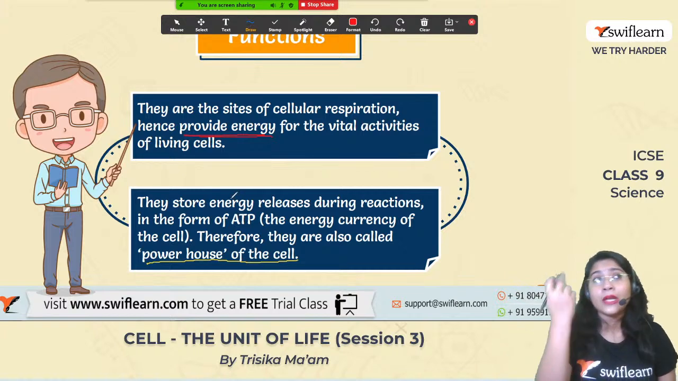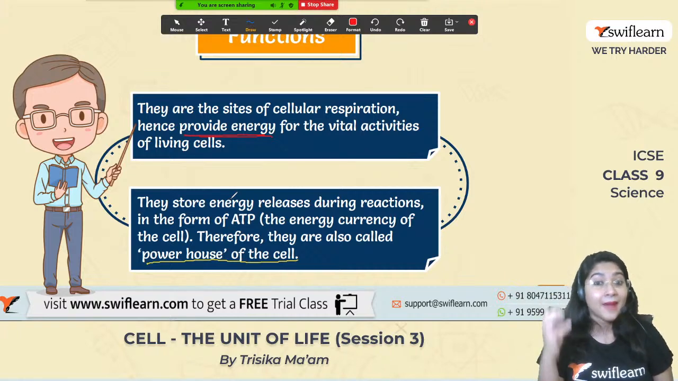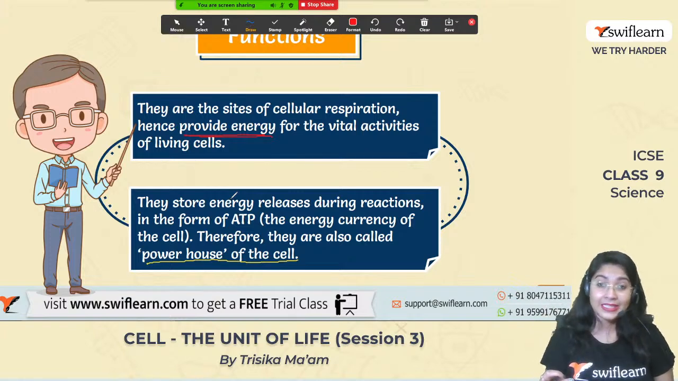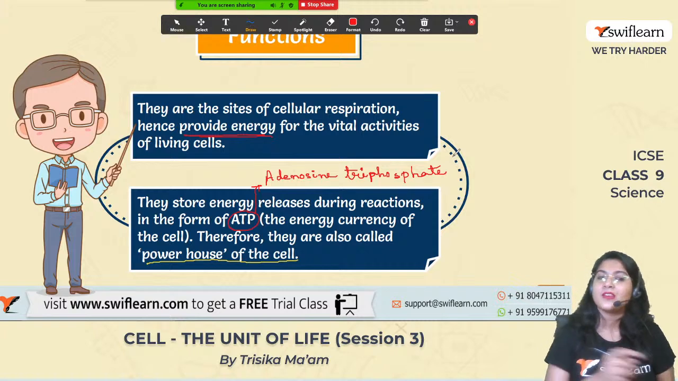Now, what type of energy will it produce? The energy which is produced within the mitochondria is produced in the form of ATP, that is adenosine triphosphate. What is the full form of ATP? If you get any question like this, you will write adenosine triphosphate. Now this adenosine triphosphate is known as the energy currency of the cell.